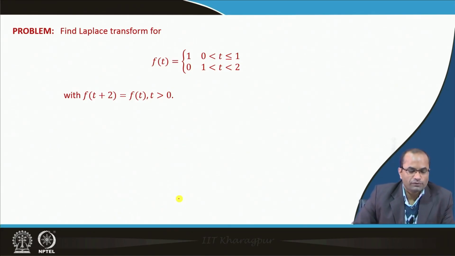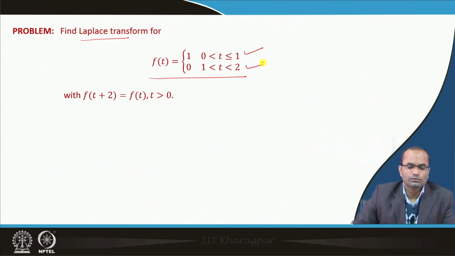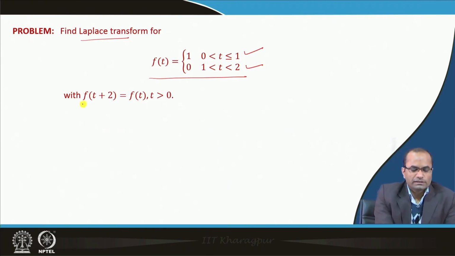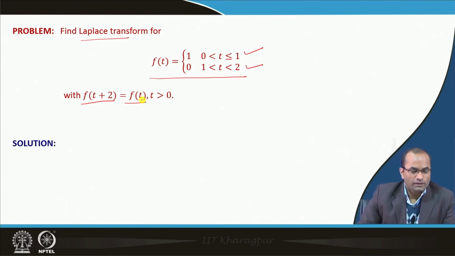We can go through some of the examples using this formula. So, if we want to find the Laplace transform of this function f(t), which is defined from 0 to 2, so in the range 0 to 1 it is 1, and 1 to 2 it is 0, with f(t plus 2) equal to f(t) for t positive.